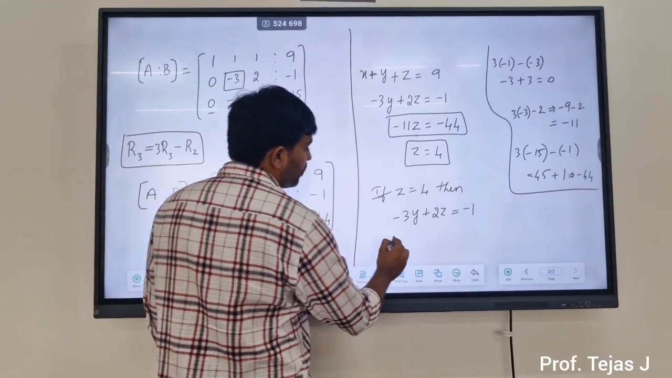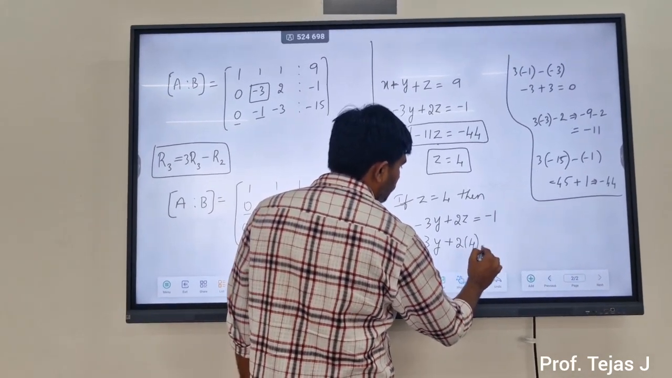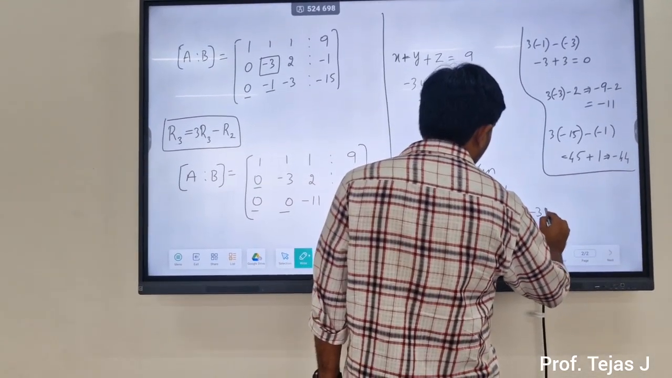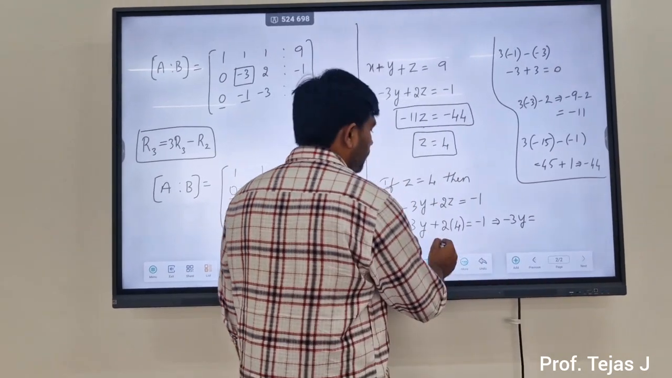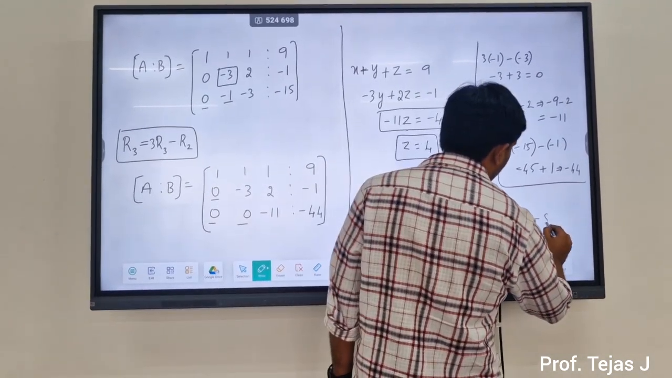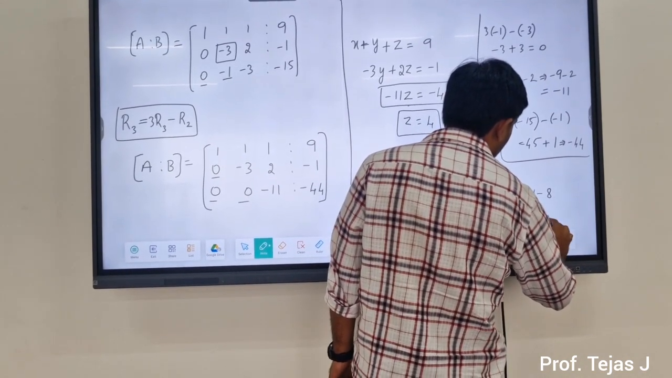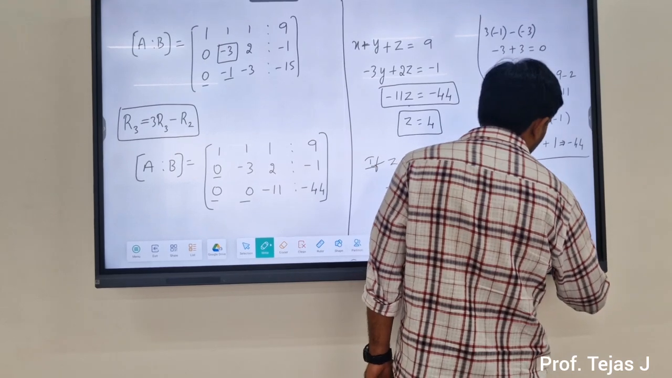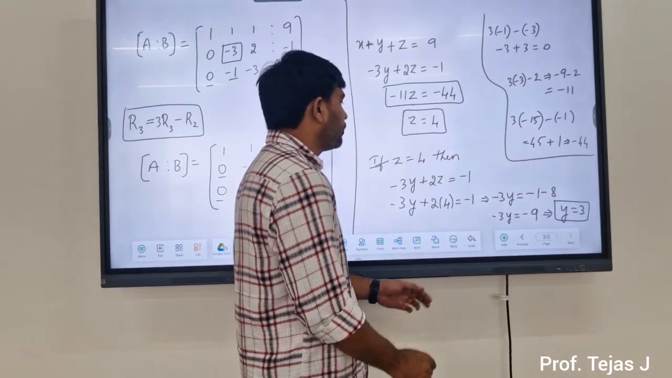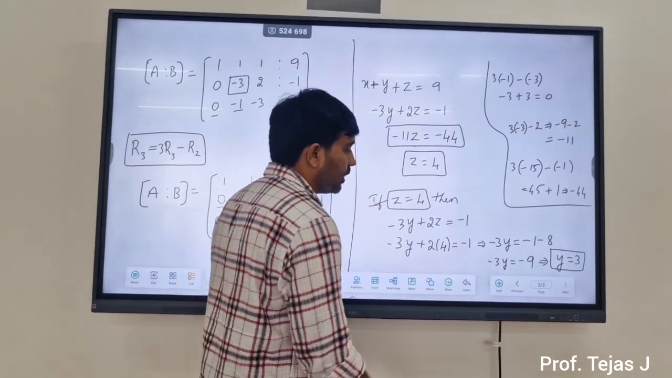So that value will be what? -3y, apply z as 4, equal to -1. So if you simplify that, -3y plus 8 equals -1. This 4 times 2 is 8, if it goes -8, -3y equals -9, and if you simplify that, the y value will be 3. So using the value of z, you can find the value for y.